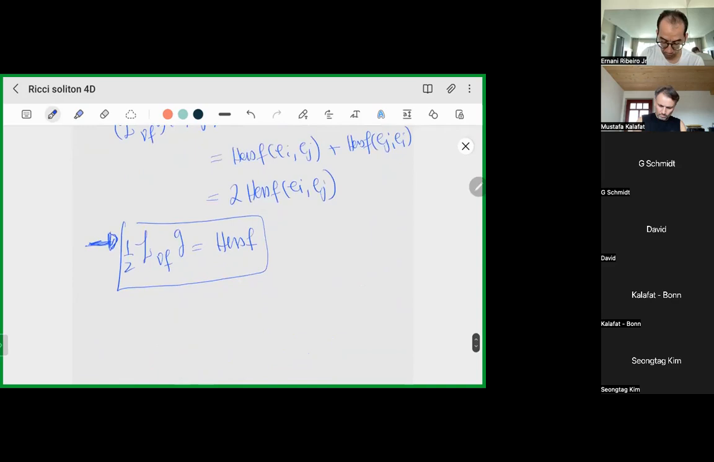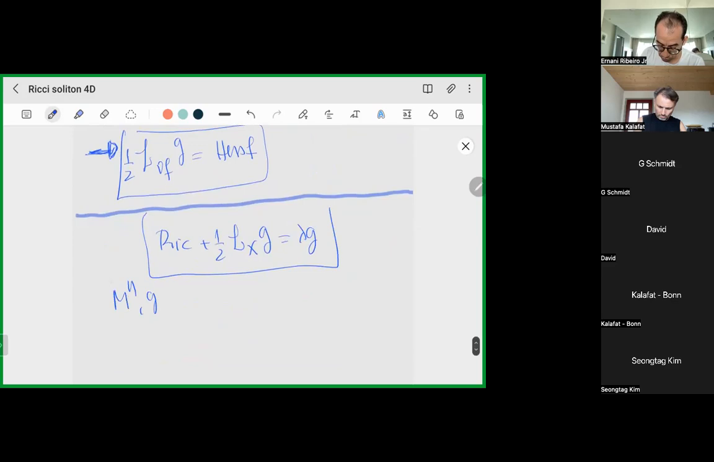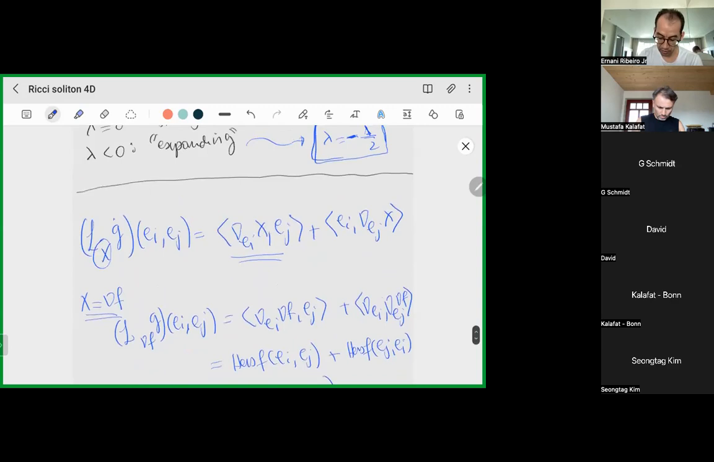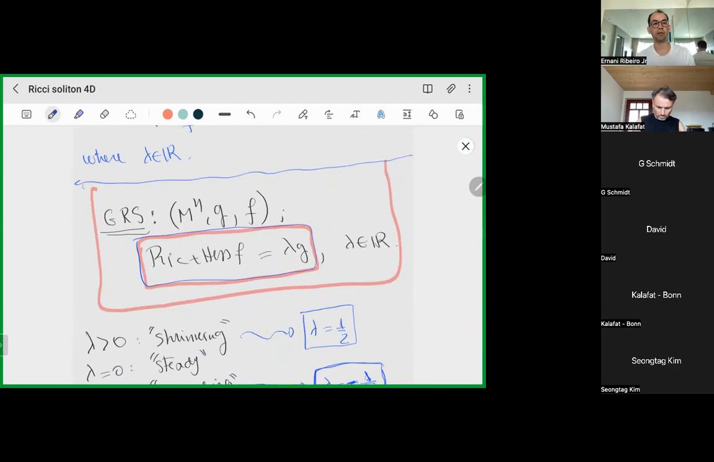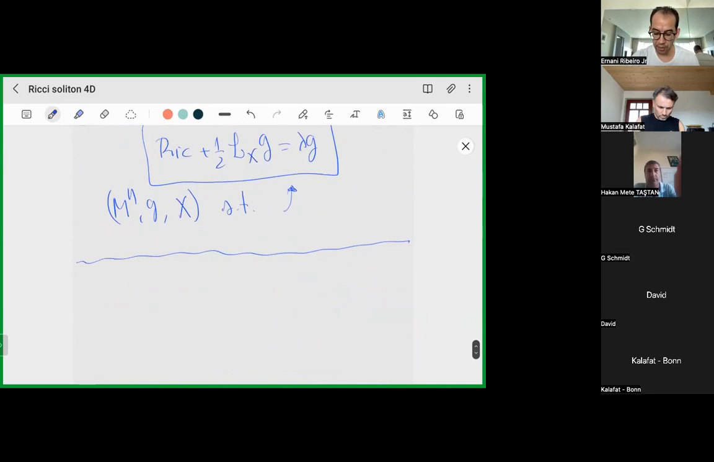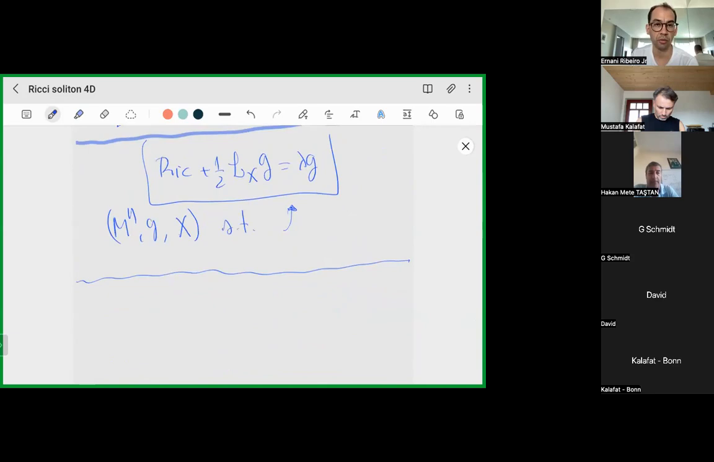In other words, the Ricci soliton equation can be written like this: the Ricci curvature plus 1/2 the Lie derivative of the metric along any vector field equals lambda g. Then a Ricci soliton is a Riemannian manifold together with a vector field X such that this equation holds. In particular, if this vector field is the gradient of a potential function, I return to the case of gradient Ricci soliton with this equation, okay? Just to explain that we also have a more general version of this equation. This is a pure Ricci soliton. Some people call it a pure Ricci soliton when X is a non-gradient vector field.